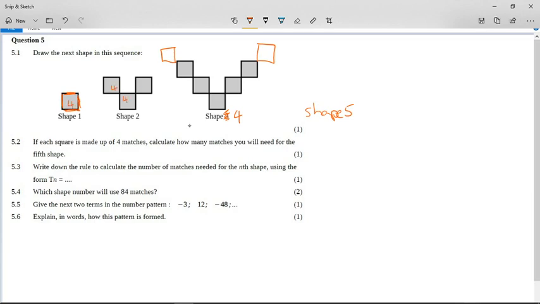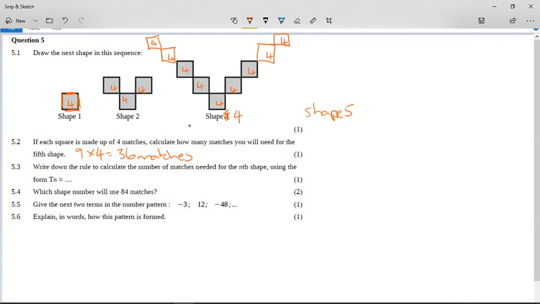So if you look at this, 4, 4, 4. In shape 4, we have 7 squares with 4 matches each. Okay, so this is shape 4. Shape 5 is actually going to be like this, another extra box. So every box has got 4 matches in it. 1, 2, 3, 4, 5, 6, 7, 8, 9. So it will be 9 boxes, each with 4 matches. So we're going to need 36 matches, if I'm not mistaken.